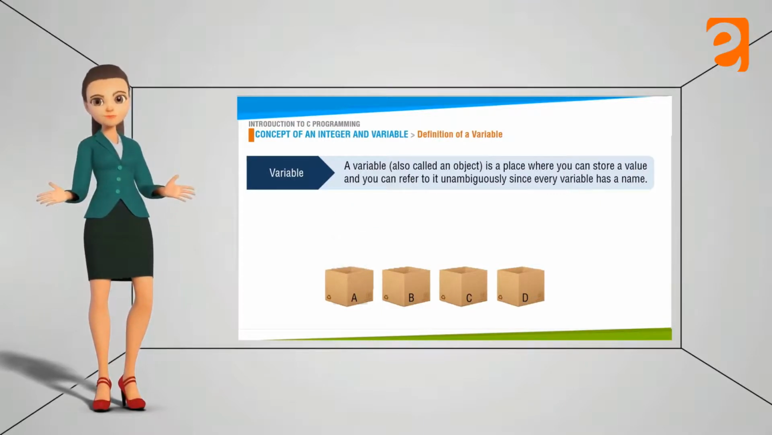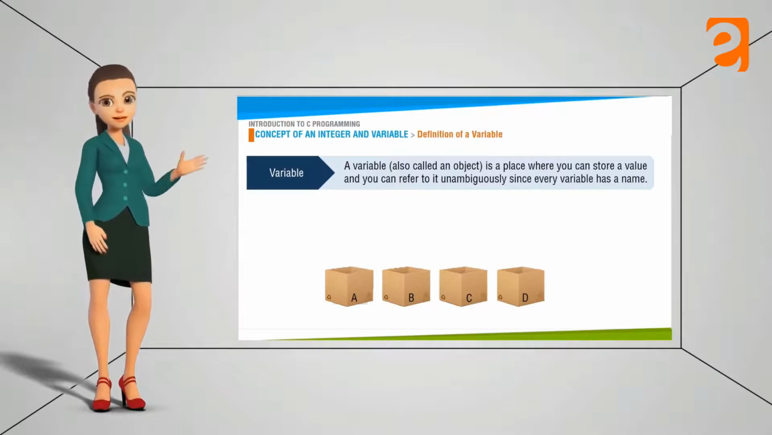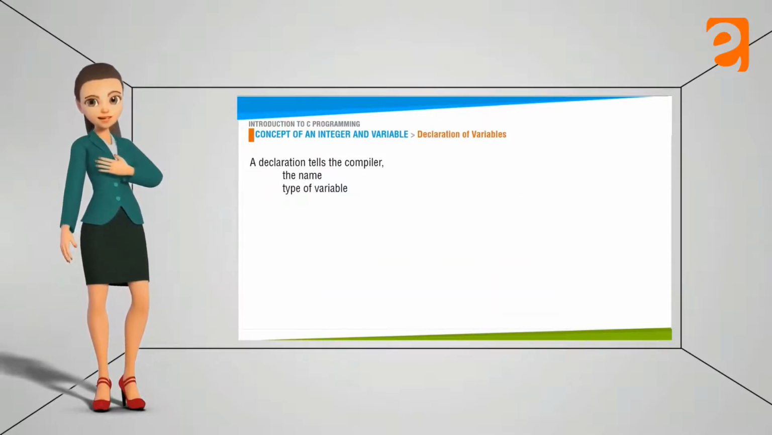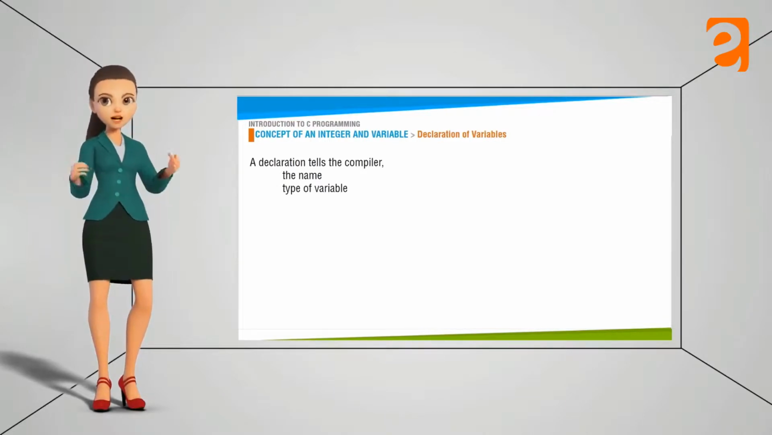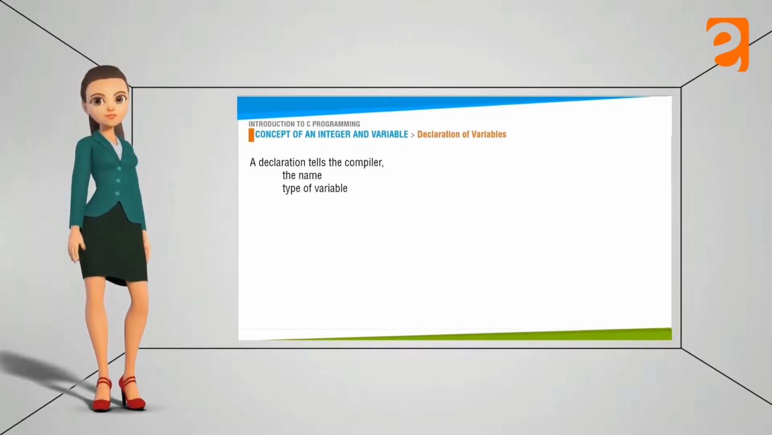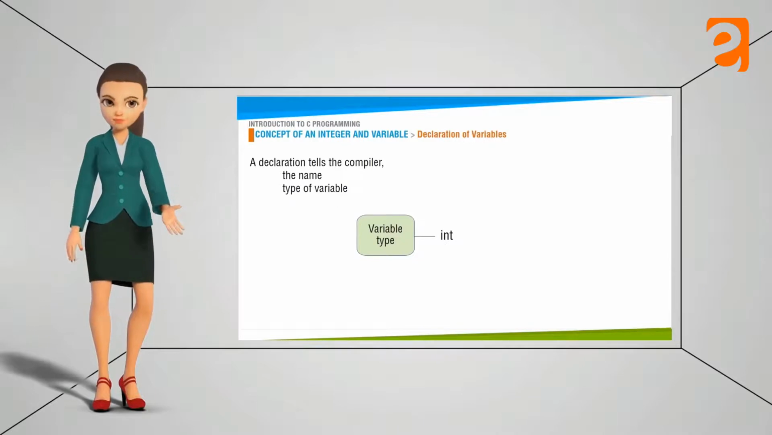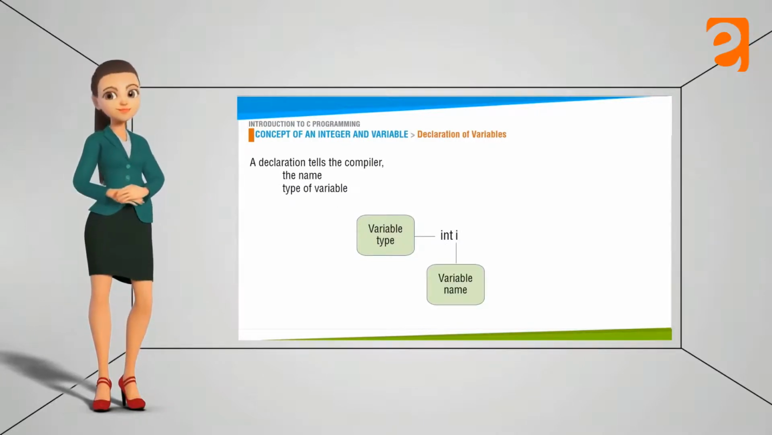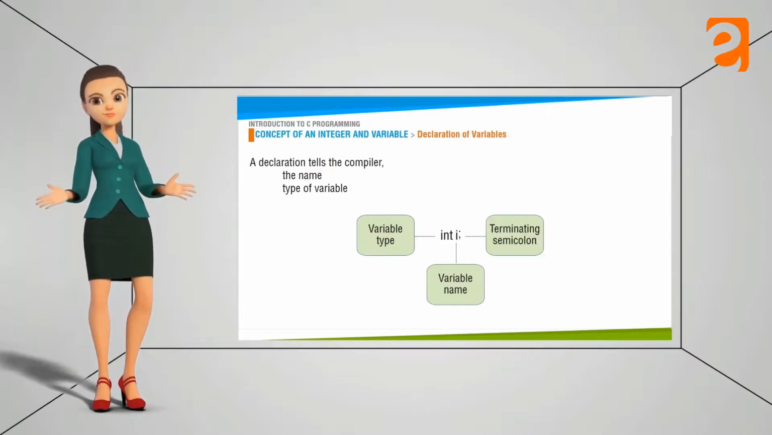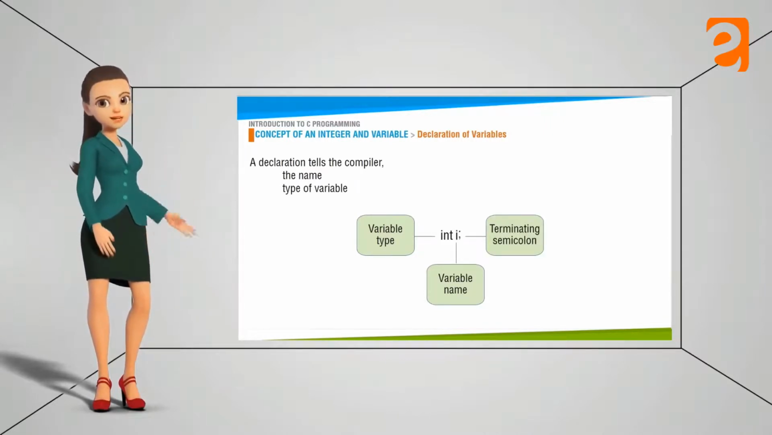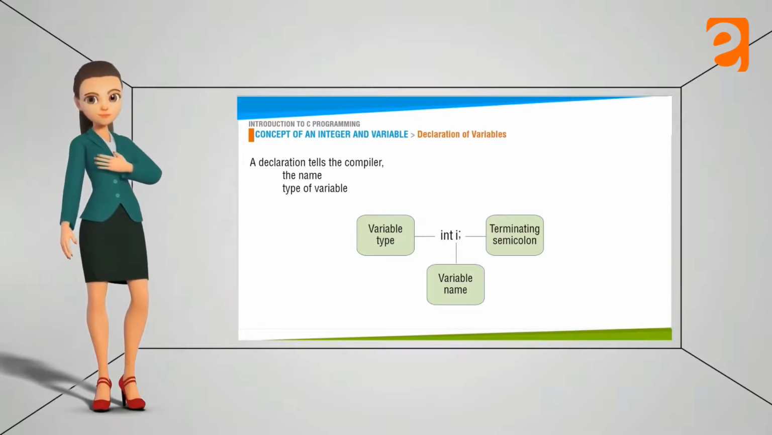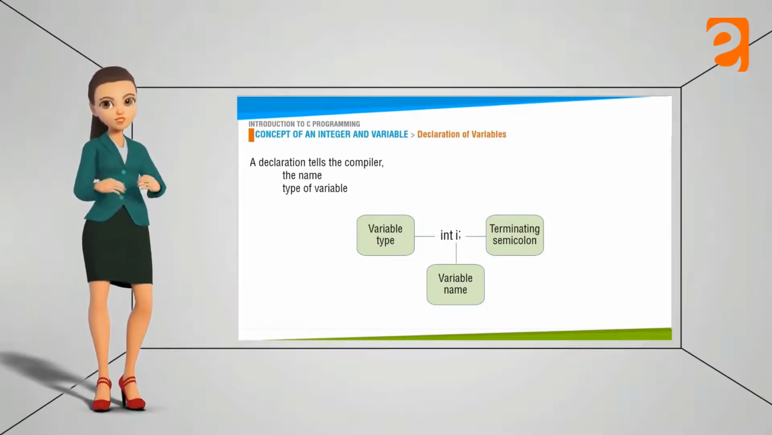Let us see how variables are declared. A declaration tells the compiler the name and type of a variable you will be using in your program. In its simplest form, a declaration consists of the type, the name of the variable, and a terminating semicolon, int i; This statement declares an integer variable named i.